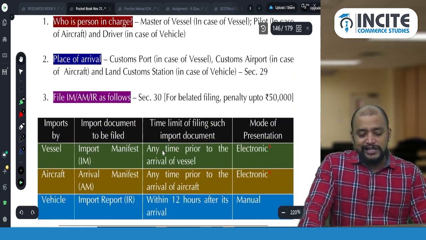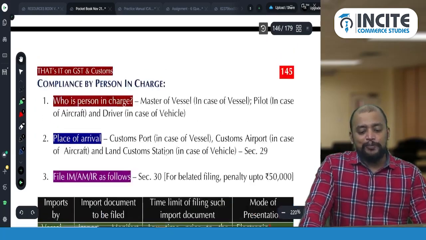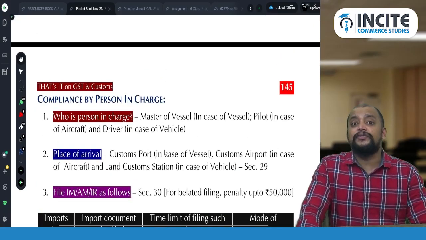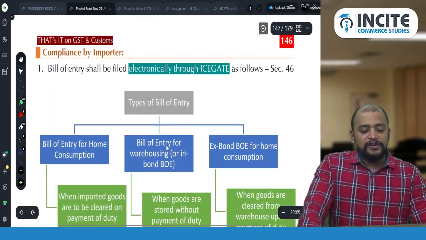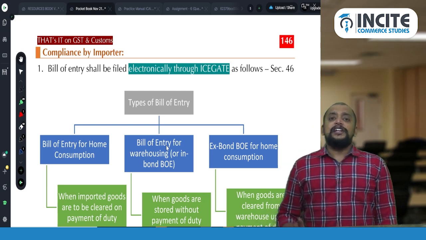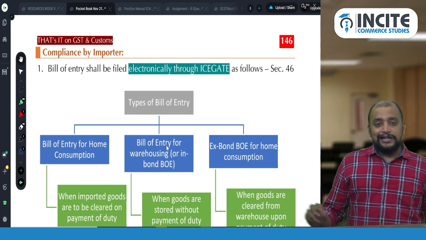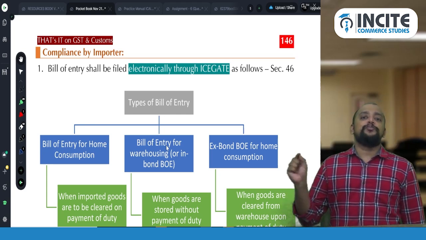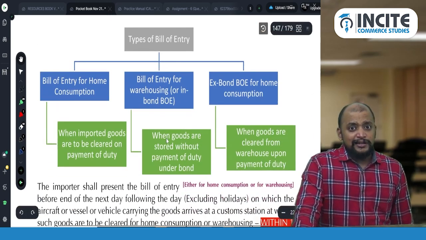Okay. So these are the various compliances to be followed by the person in charge in case of import of goods. Same way, what are the compliances to be followed by the importer? First, they need to file a bill of entry electronically through ICEGATE. ICEGATE is the customs common portal. And there are 3 types of bill of entries that we know already.